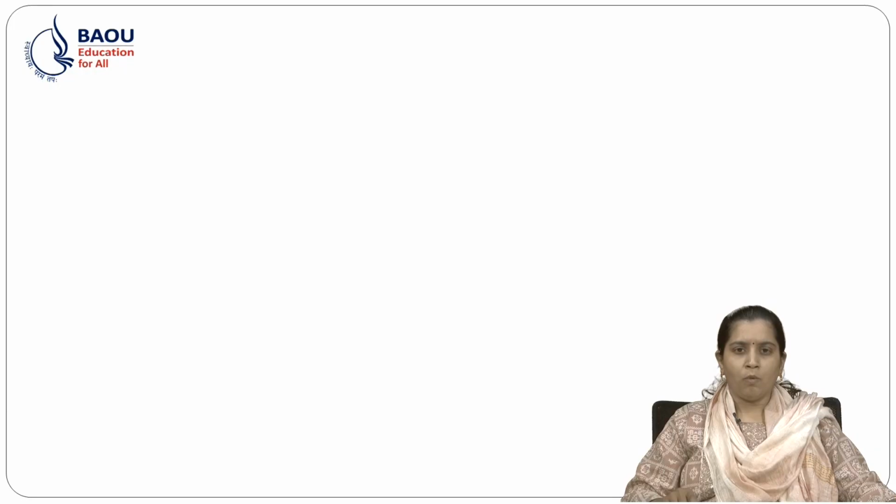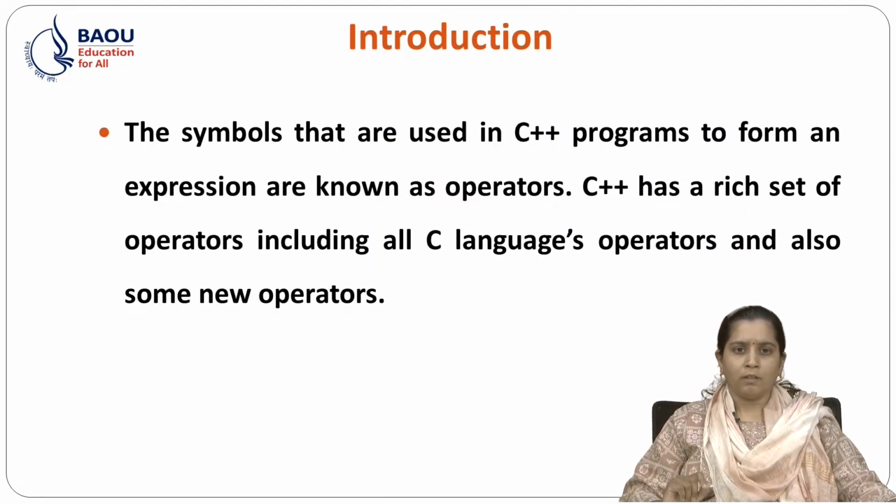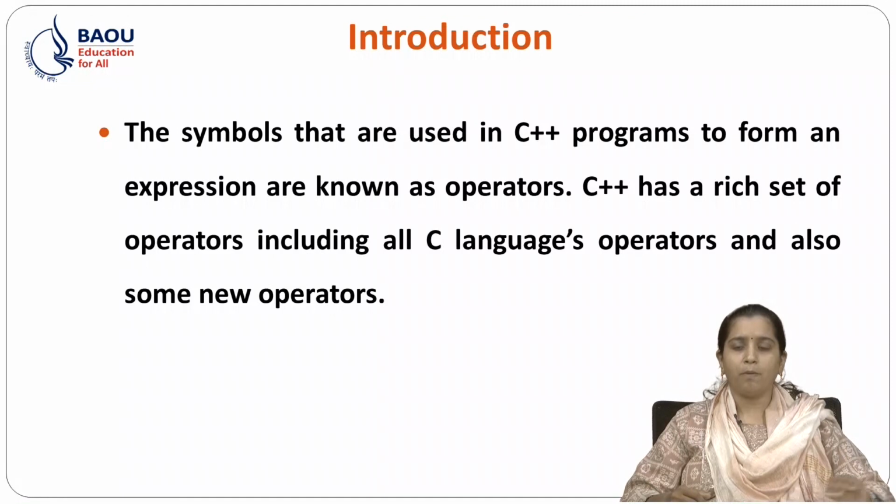So, what are operators in C++? The symbols that are used in C++ programs to perform an expression are known as operators. C++ has a rich set of operators including all C language operators and also some new operators.